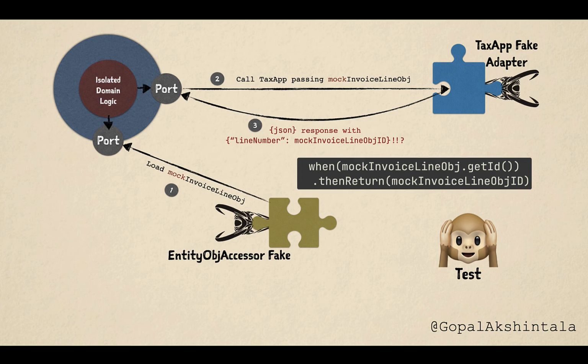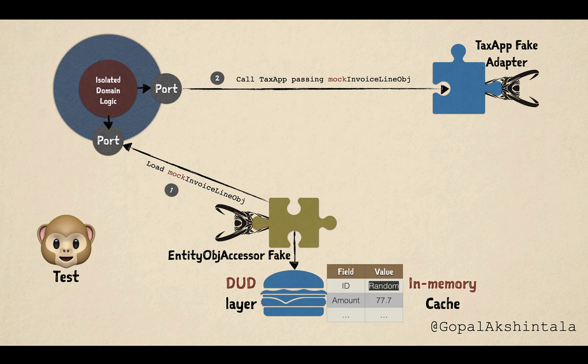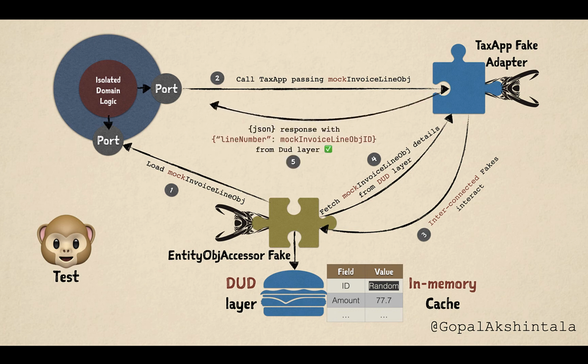But guess what? The dud layer to the rescue. It generates random data whenever the mock is queried for a field and caches it in an in-memory key value store. Other fakes like the tax app fake adapter relying on such data can interact with the dud layer to maintain consistency between the fake data returned to the domain. In this case, it gets back the mock invoice line object details from the dud layer and uses it to prepare a fake tax response. Thus, all fakes are smart and interconnected, saving us from writing a ton of when-then-return setup.